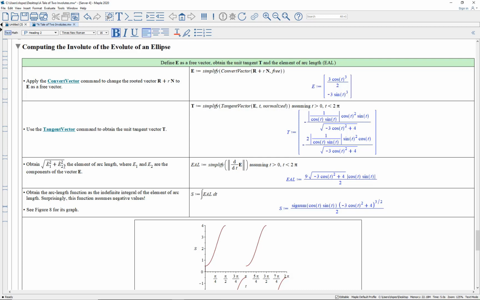We need an element of arc length along this evolute. So we use the same idea that we used earlier. Take derivative, square, square root, which is really just take the norm of the derivative. So I differentiate, take the norm, and need to do a little simplifying again because of the nodes. So we get this expression, and it has absolute values in it. And again, the signs will matter. So that's the element of arc length, and we have to integrate that.